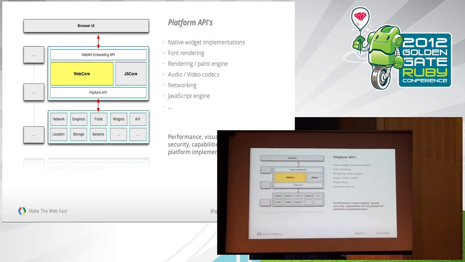There's things like device capabilities, so location, storage, and sensors. How you provide your database implementation within the browser can be very different. You can use SQLite, you can roll your own, or you can do something else entirely. So the point here is that a browser, right, is an implementation or a combination of all of these things. And depending on how you combine these different components will dictate the performance and the capabilities of the browser.